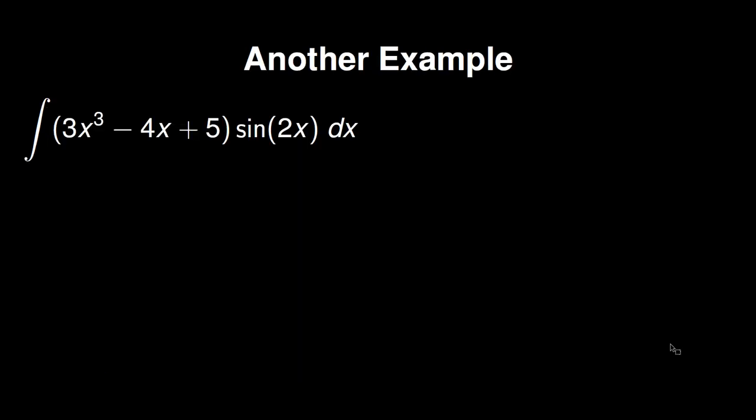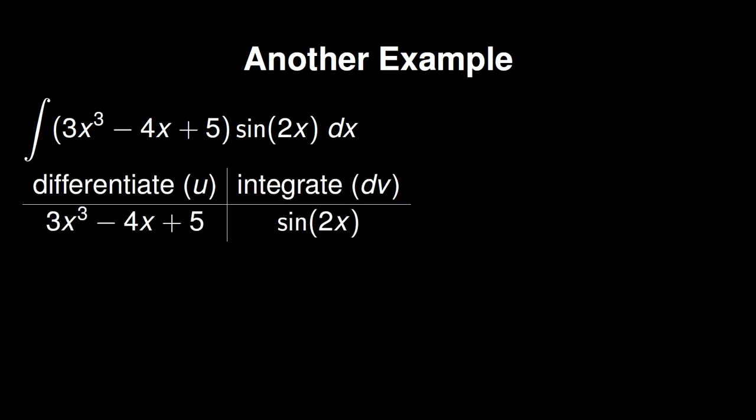Let me go through one more example. In this case, we have a polynomial times a sine term, sine of 2x. Well, because it's a polynomial times a sine term, we are going to create our table for tabular integration. We have this u column. Remember, this is the derivative column. That's the polynomial, so we'll differentiate until we reach 0.